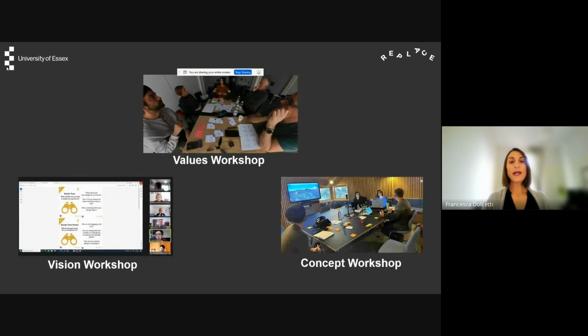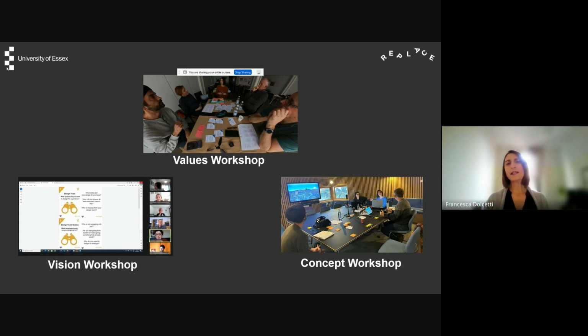In order to do that, at Replace, we adopted each set of cards during a dedicated workshop. The first workshop was focused on selecting the core values guiding the project, and it was held during the fieldwork campaign in March this year, because the entire team was there to do both ethnographic and 3D data collection.